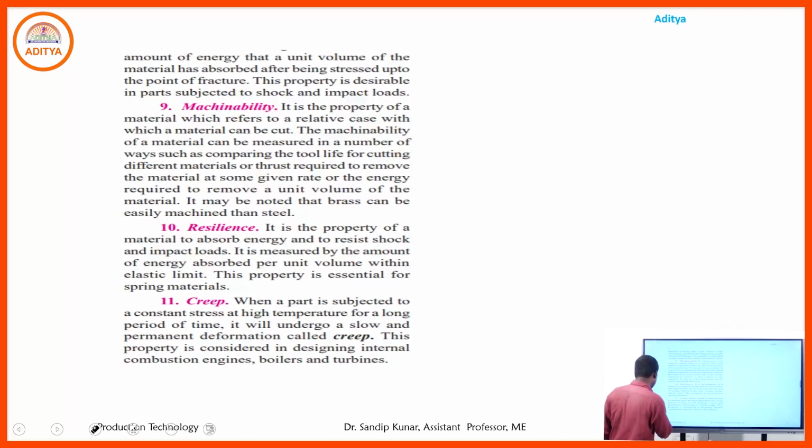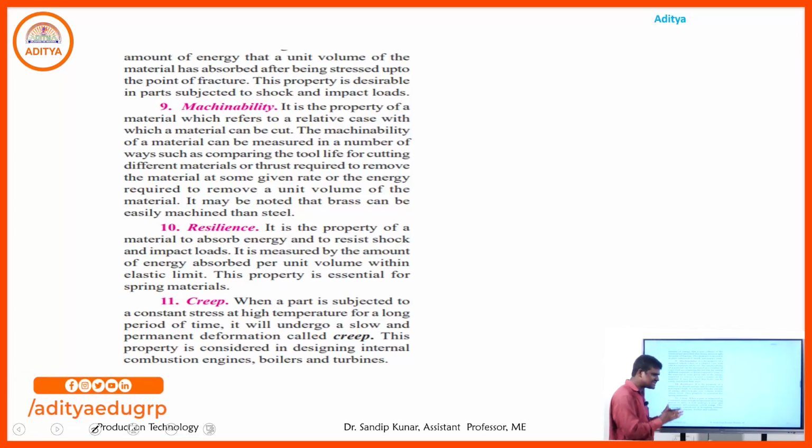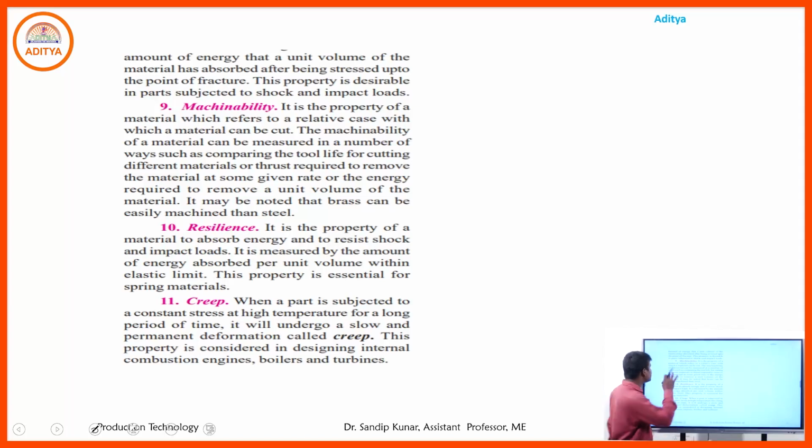Machinability. What is machinability? Machinability means the material has the ability to cut other materials. High speed steel is used as a tool material because it has more hardness to cut other materials. Machinability is the property of a material which refers to the relative ease with which that material can be cut. For example, high speed steel has higher strength and will cut other materials easily. Okay, that is machinability.